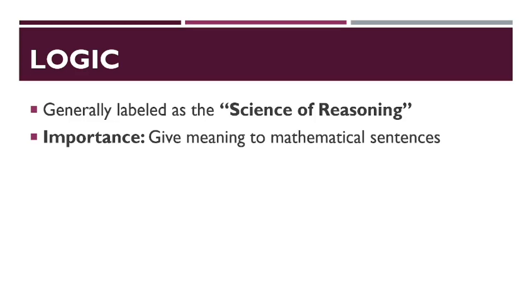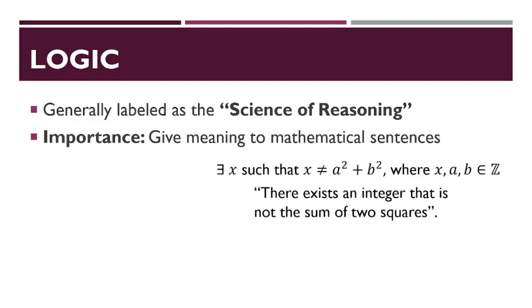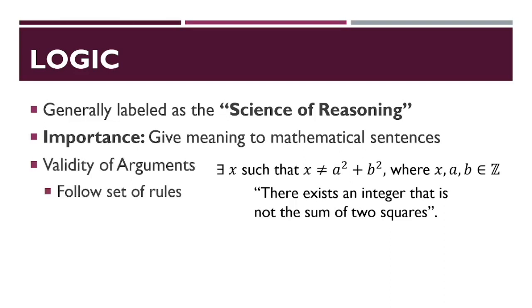These rules help us understand and reason with statements such as this, which in simple English means there exists an integer that is not the sum of two squares. In order for a reason to be valid, a set of rules must be followed, and it also provides forms and norms for the validity and acceptability of arguments. The study of logic helps an individual to increase his or her proficiency in reasoning and make good judgments.